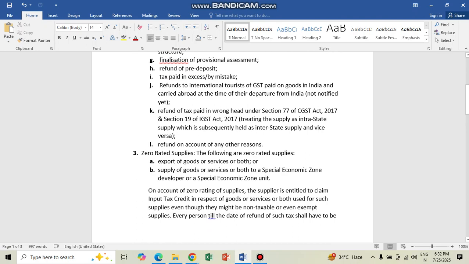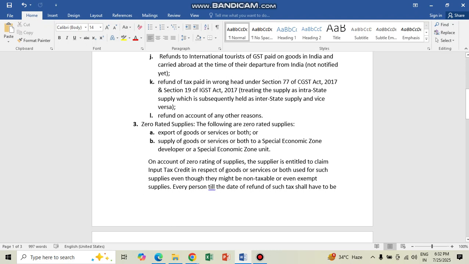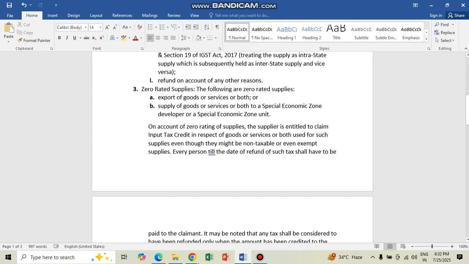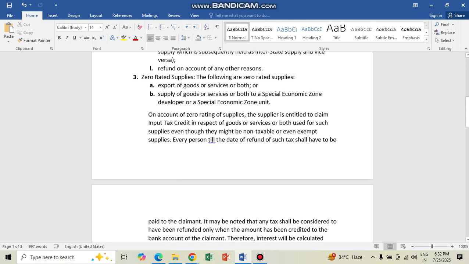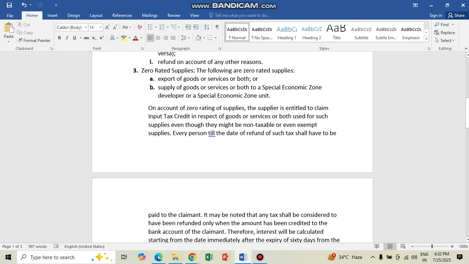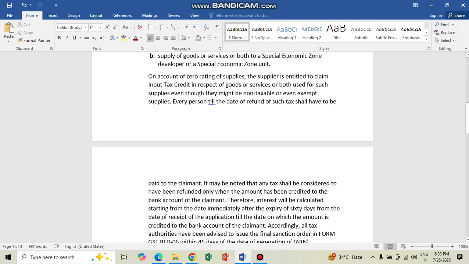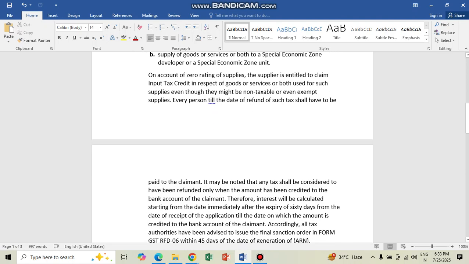Every person till the date of refund of such tax has to be paid to the claimant. It may be noted that any tax shall be considered to have been refunded only when the amount has been credited to the bank account of the claimant. Therefore, interest will be calculated starting from the date immediately after the expiry of 60 days from the date of receipt of application till the date the amount is credited to the bank account of the claimant.